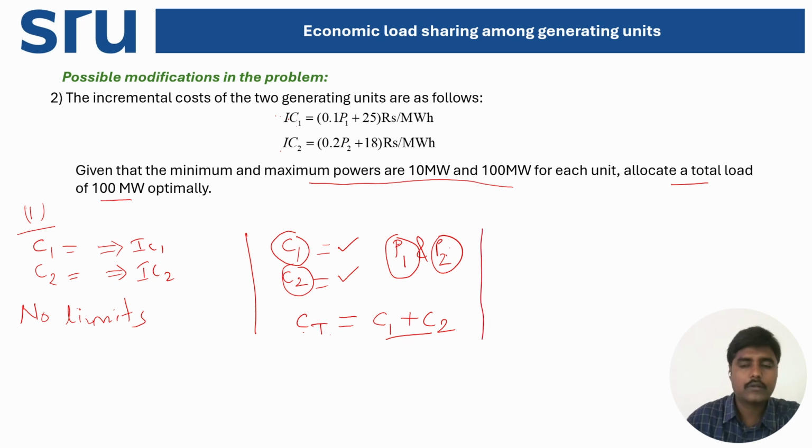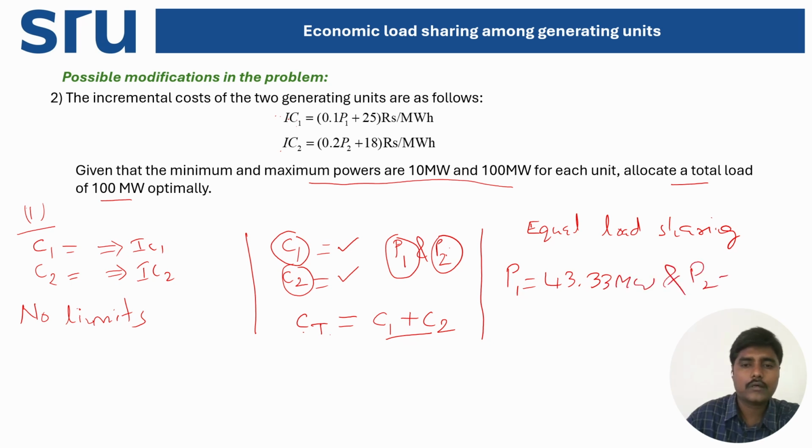And one more possible case, a little complex case, is that sometimes the question can be framed such that the load demand is divided equally. That means equal load sharing. Let's say in the previous problem, we got P1 as 43.33 megawatt and P2 as around 56.66 megawatt. These are the answers we got in the previous case for the same problem.